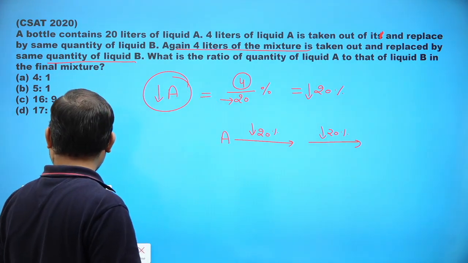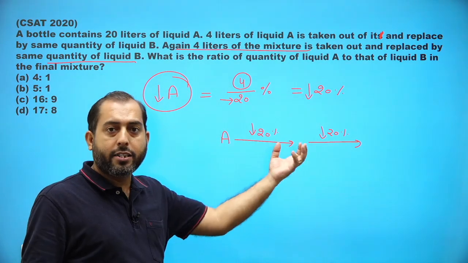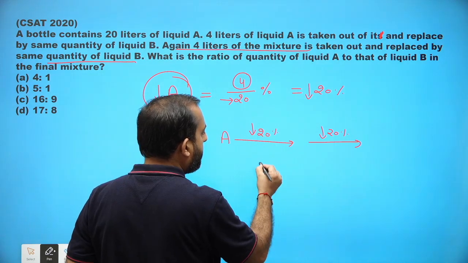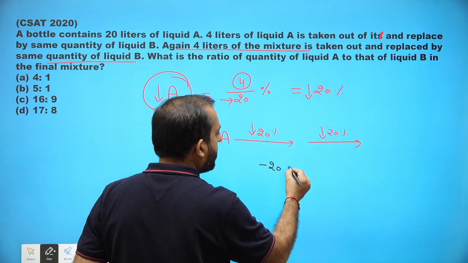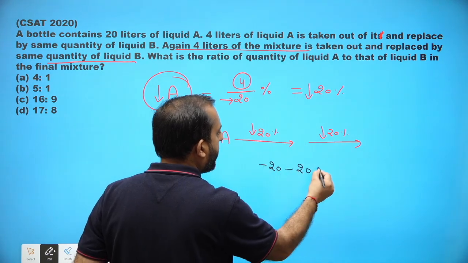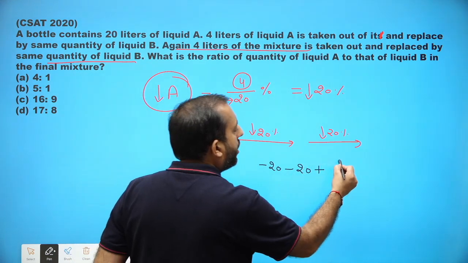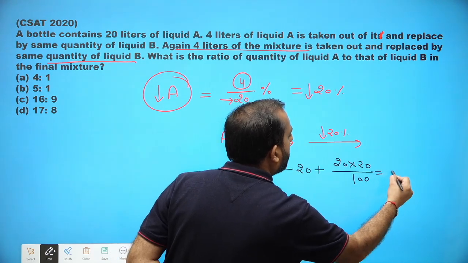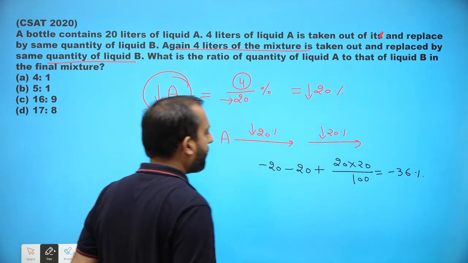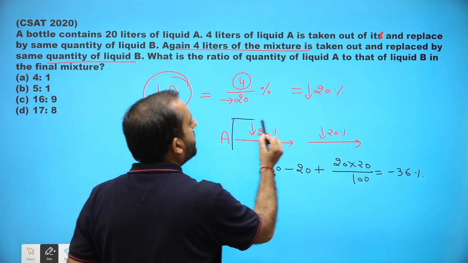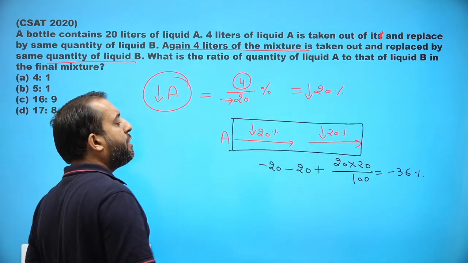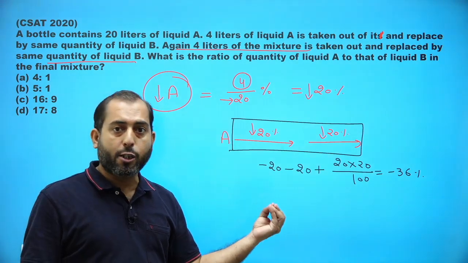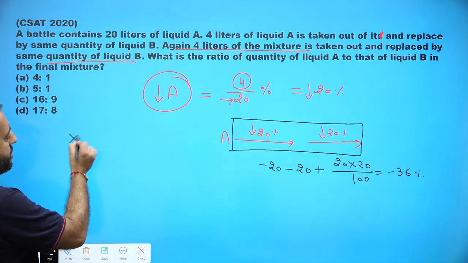Now there is a shortcut for calculating the net percentage decrease. I hope you remember it. This is a decrement, so that is minus 20, and this is also a decrement, that is minus 20. Minus minus will become plus. Now 20 into 20 upon 100 comes out to be equal to minus 36%. So a successive decrement of 20% and 20% is equivalent to a cumulative decrement of 36%.